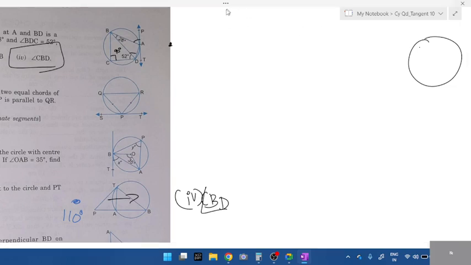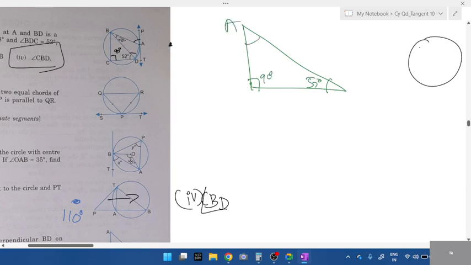What is angle C, students? Angle C is 90 degrees. Then we found this as 52 degrees, 90 degrees. Again, use the sum of interior angles to find angle CBD.